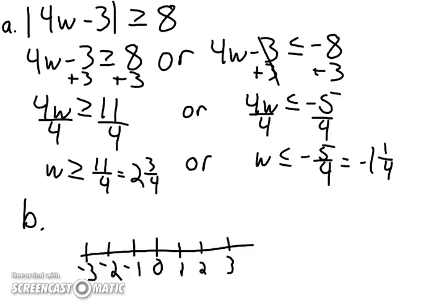So 2 and 3/4 is 3/4 of the way between 2 and 3. This is greater than or equal to, so we're going to have a solid dot there, and we are going to go to the right. I made that a little bit bolder than I had to, maybe, just so you can see it. The other one is negative 1 and 1/4, so we fill that in. Again, maybe a little bit bolder than it needed to be, and we go to the left. And that's what your graph should look like for part B.